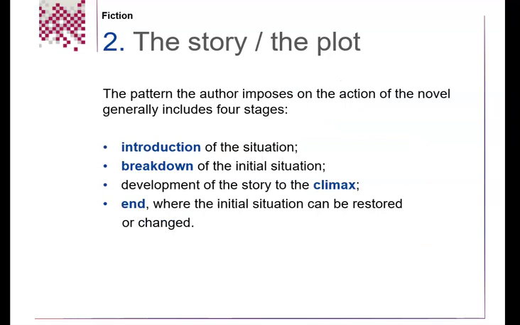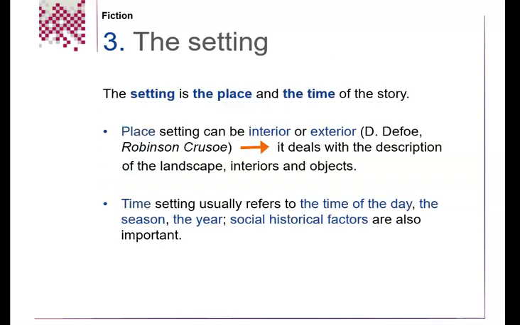The pattern the author imposes on the action of the novel generally includes four stages: introduction of the situation, breakdown of the initial situation, development of the story to the climax, and where the initial situation can be restored or changed. The setting is the place and the time of the story. The place setting can be interior or exterior. For example, in Robinson Crusoe, the setting deals with the description of the landscape, interiors, and objects.